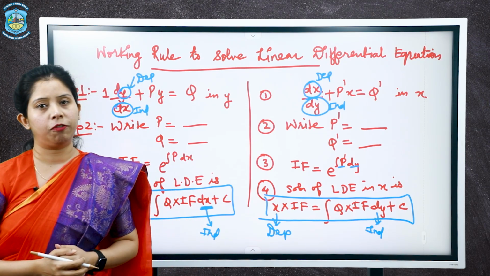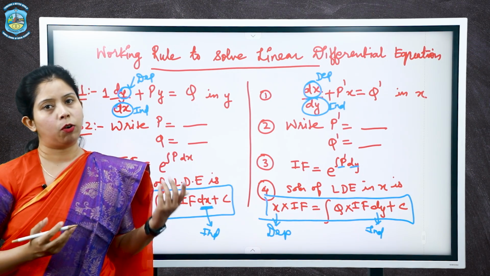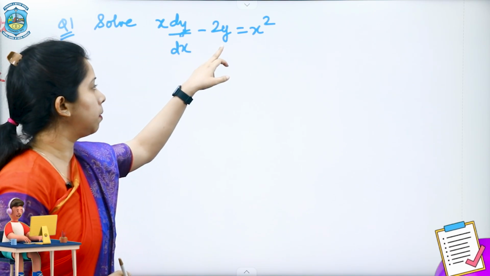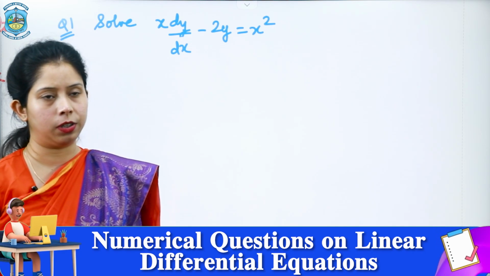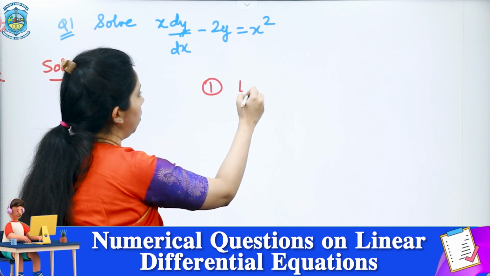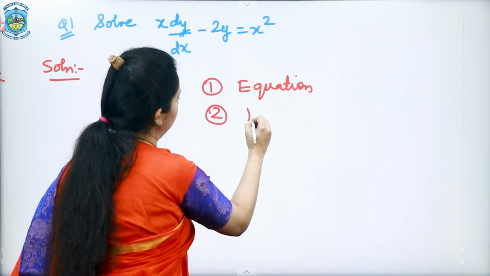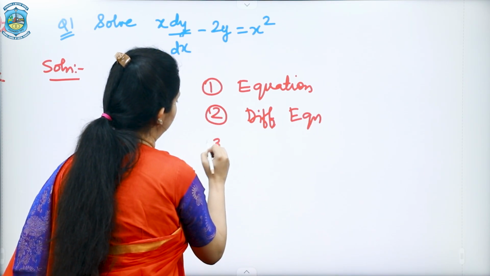Now, the usage of these steps can be more clearly understood through the following examples. So, let us begin. The first question is: solve x dy by dx minus 2y is equal to x square. Before solving this question, let us understand what we mean by differential equation and linear differential equation.